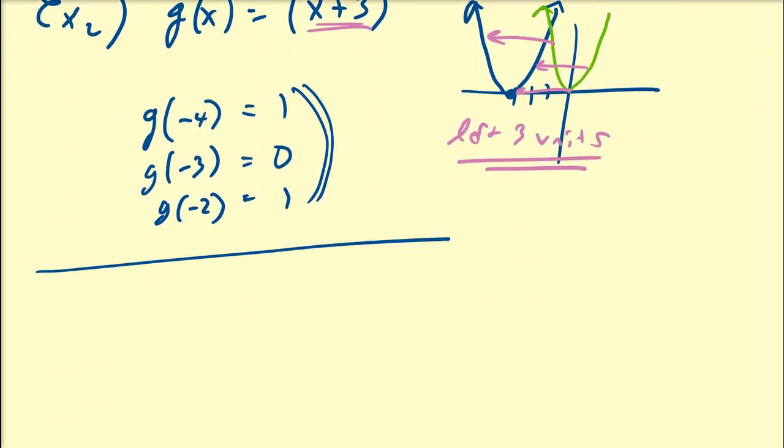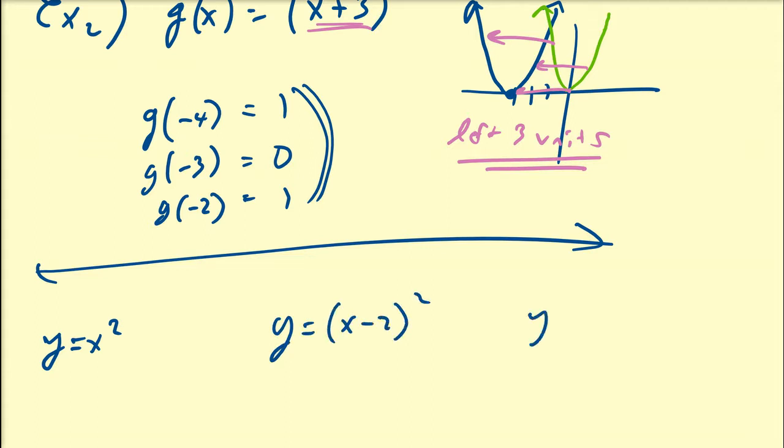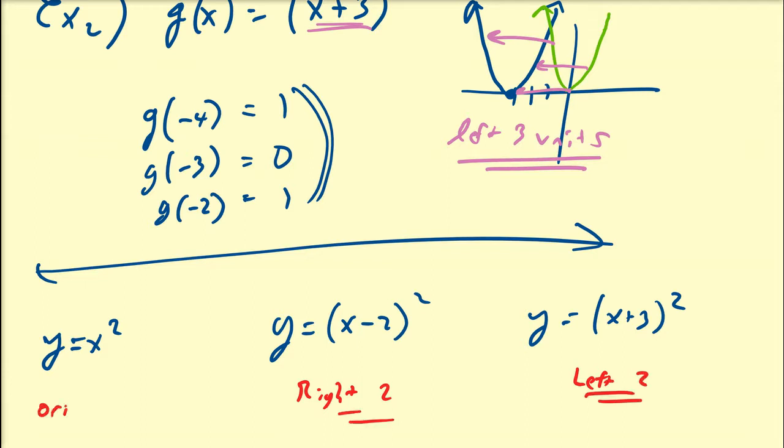So let's just summarize this to keep us in the right direction. We have y is equal to x squared, and we have considered 2 transformations, y is equal to x minus 2 squared, and y is equal to x plus 3 squared. So we realize that x minus 2 squared implies right 2 units, and plus 3 implies left 3 units. And this is the original function that we're comparing it to.